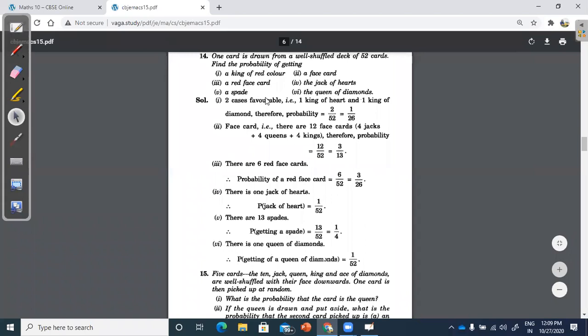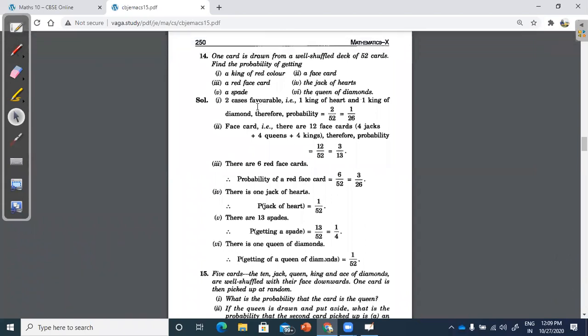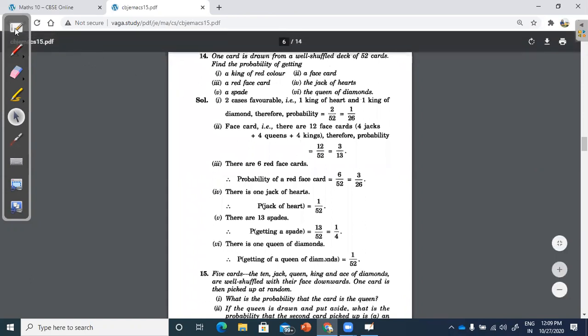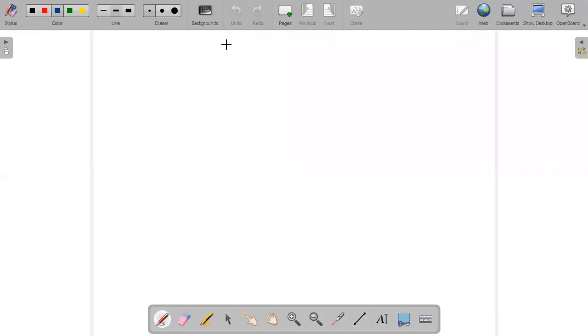So we continue with probability question number 14. Okay, we see question number 14. This is a question based on cards. So the question based on cards will require some explanation. Okay, you can note down this.